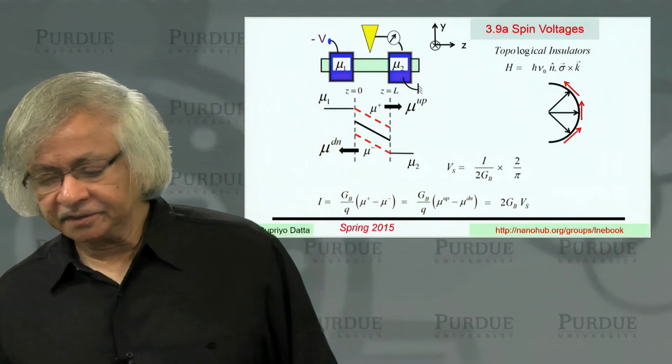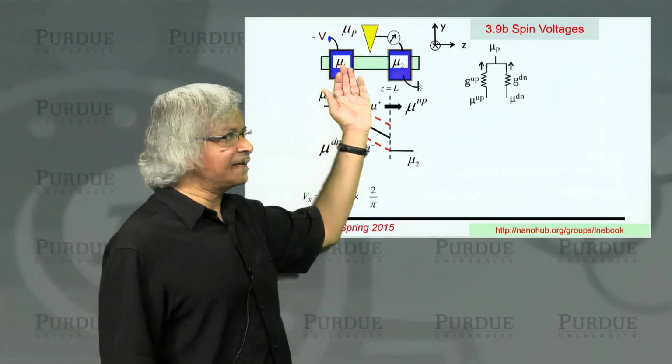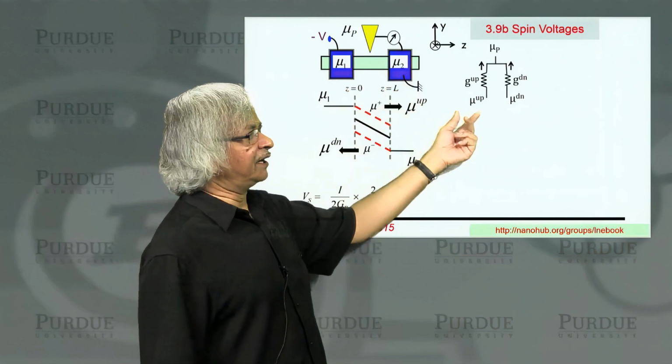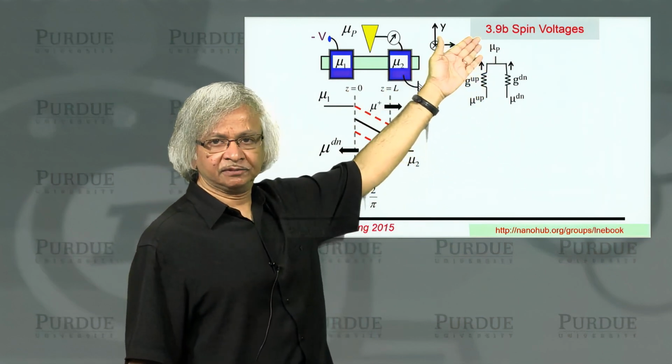How could you measure it? Well, we have talked about how probes measure potentials in the past, where we had a mu plus and a mu minus, and the probe floated to some potential.